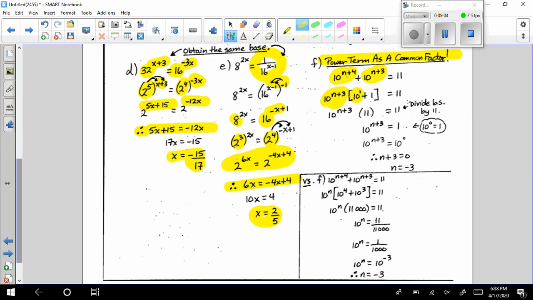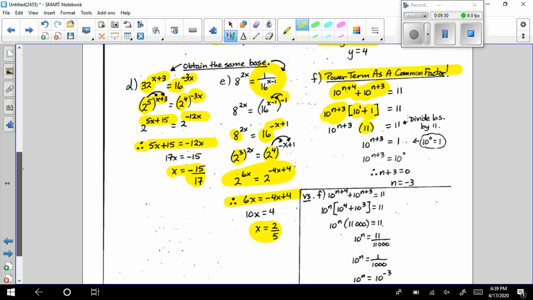Similarly, 10 to the power of n plus 3 gets divided by itself to give me the number 1. And again, a quick check multiplying this times 1 gives me that original second term in the equation. This is going to help me a lot, believe it or not, because 10 plus 1 works out to 11.